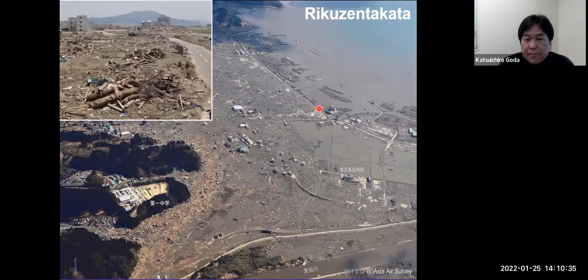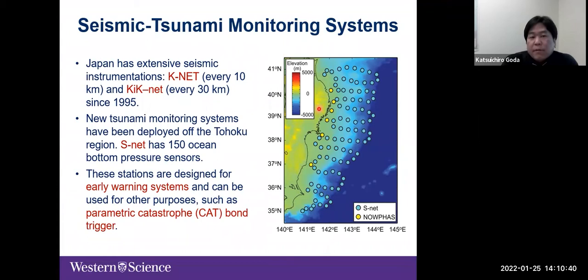So before and after this event, the Japanese government has been putting a lot of money into making more instrumentation in terms of seismic and tsunami. After the 1995 Kobe earthquake, the Japanese government put in the K-NET and KiK-net, which has about 10 kilometer spatial coverage across entire Japan. That was a significant investment, and that helped the scientific community significantly, especially for ground motion.